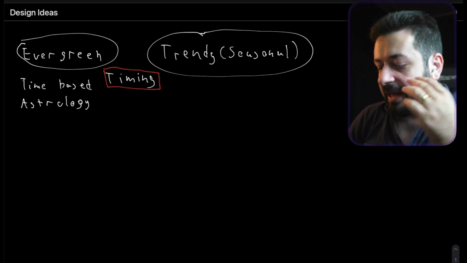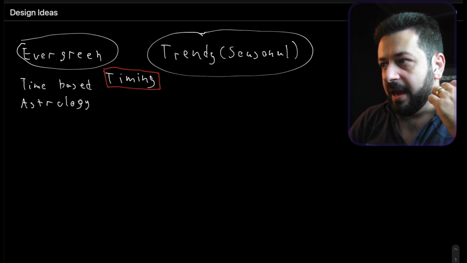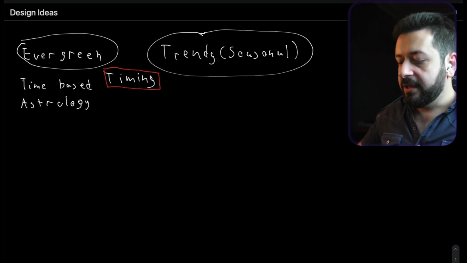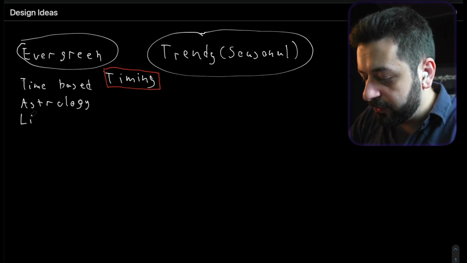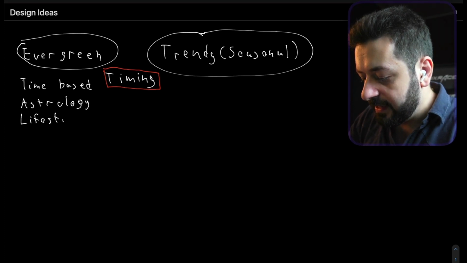Another one of the evergreen designs can be a lifestyle base. For example, you can, let me just write lifestyle for you to just visualize it. Lifestyle, it can be, well, this one.